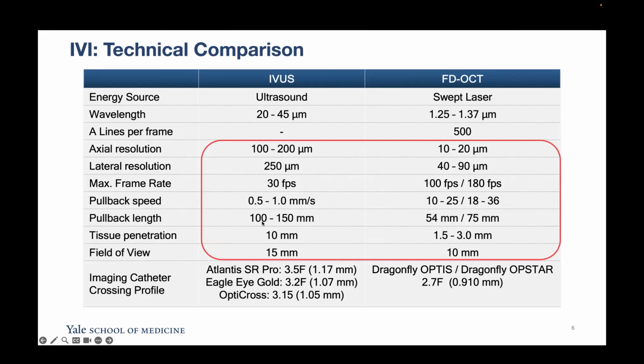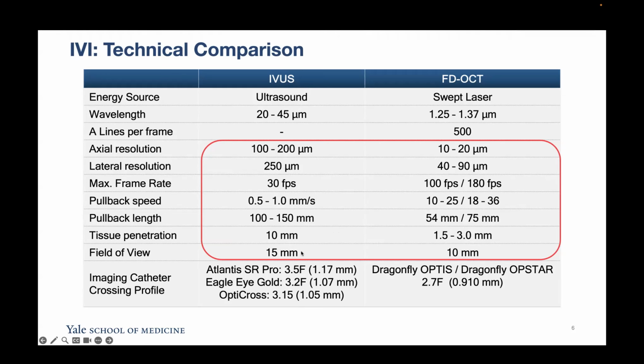Pullback length is still longer with IVUS, which is a benefit. We see more of the vessel as opposed to the current Abbott OCT, which gives us 54 or 75. And tissue penetration is also favorable to IVUS. So we can see more of the vessel depending on which catheter you're using. If it's the 20 megahertz catheter, you're going to see more depth in the vessel. If it's the 60 megahertz catheter, you see less of the vessel. But still, we are in the range of 8 to 10 millimeters. And tissue penetration by OCT goes up to 3 millimeters, depending on the plaque type. So there's not much penetration here. There's more penetration with IVUS.